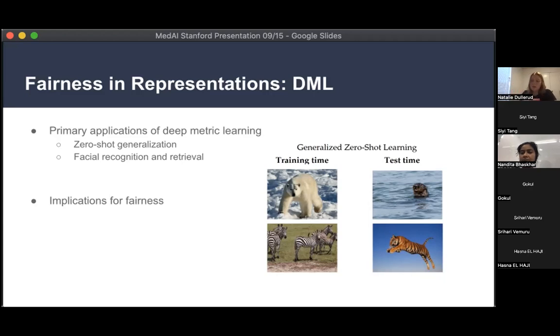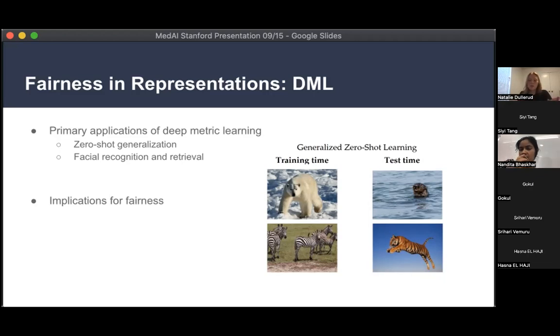So for example, I just had a little example here. Basically, in the vision domain, a model might be trained on images of zebras and polar bears and must be able to differentiate them as such. And then at test time, the model is asked to distinguish between otters and tigers and should perform similarly well.